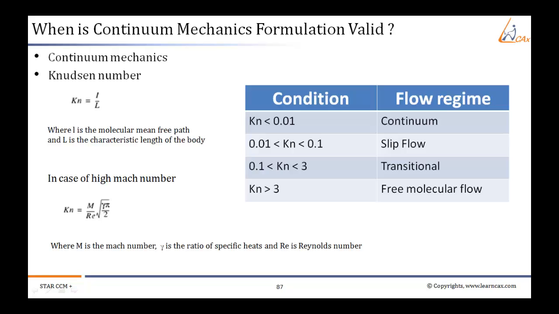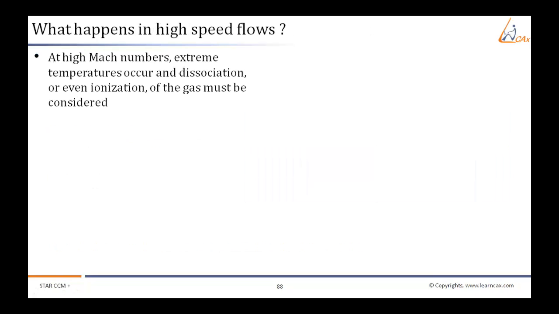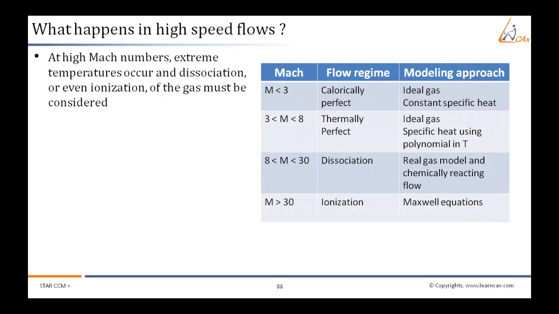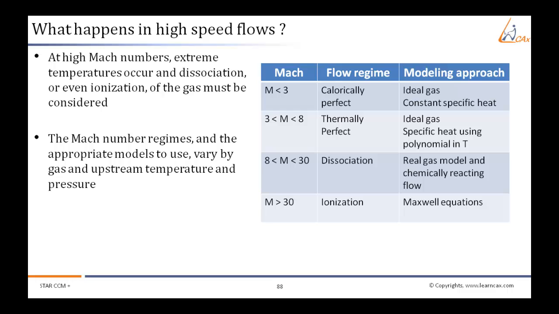How to model high-speed flows? In high-speed flows or at high Mach numbers, extreme temperatures occur and dissociation or even ionization of the gas must be considered. Basic changes in models depend on density and specific heat variations or loss. The Mach number regimes and the appropriate models to use vary by gas and upstream temperature and pressure. When Mach number is less than 3, the flow regime is calorically perfect and we can model the flow using ideal gas equation and constant specific heat.